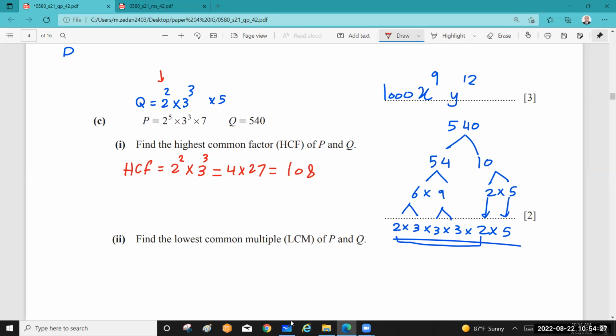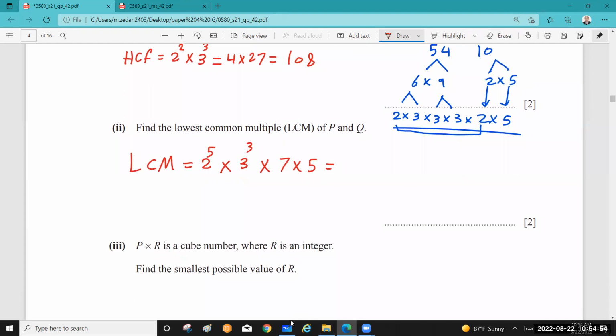Okay. Find the lowest common multiple. The lowest common multiple, LCM here, just take the common and non-common factors with the biggest power. You take all now. So 2 power 5, 2 power 2, just take the biggest one. 3 power 3, they are the same, take one of them. You have to take the 7 and the other 5. And just multiply this by calculator. I think you will get 30,240.